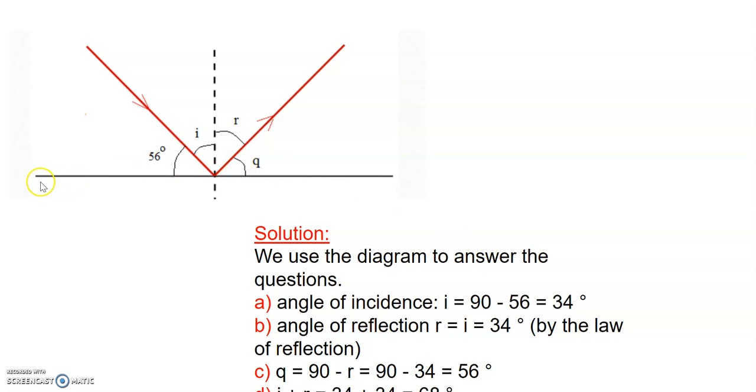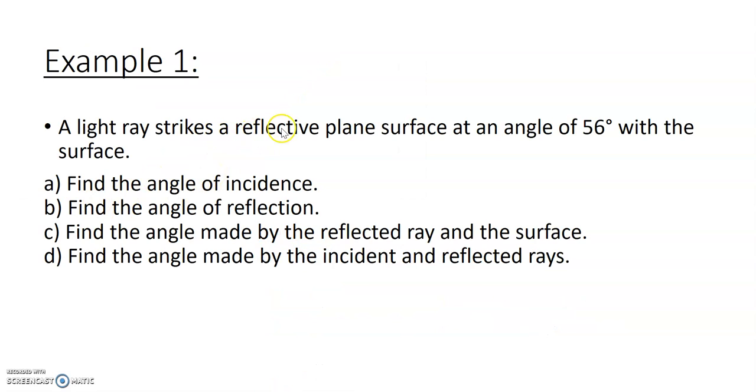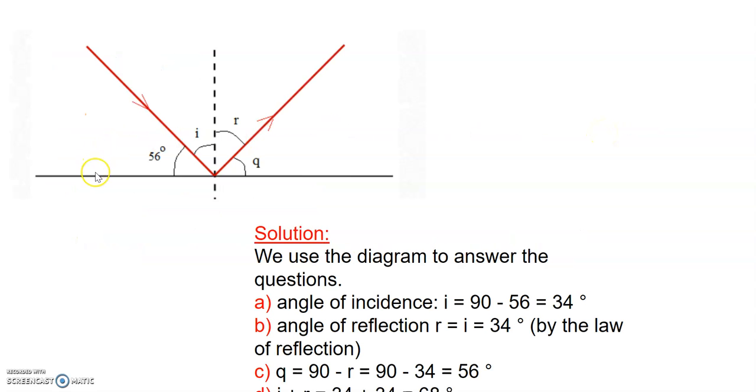First you have to draw the figure. First draw the boundary. Then the light is incident on this point of incidence. So this is the incident ray. The question states that the light strikes a plane surface at an angle of 56 degrees with the surface. So with the boundary, the incident ray is making an angle of 56 degrees. After that you will draw the normal. You will draw the reflected ray. Mark I and R. And this is the angle made by the reflected ray on the surface. Let us represent it as Q.